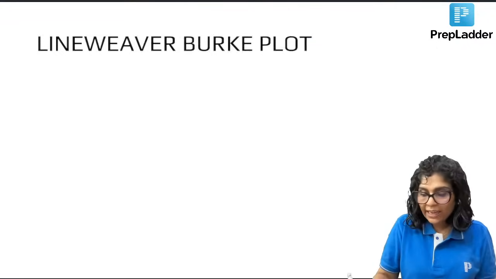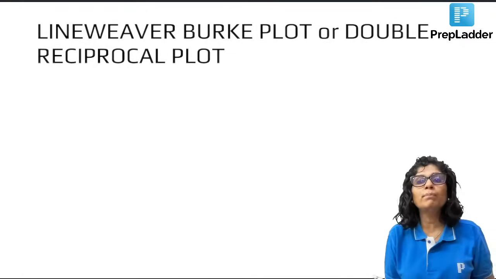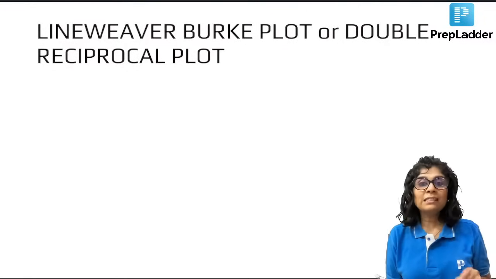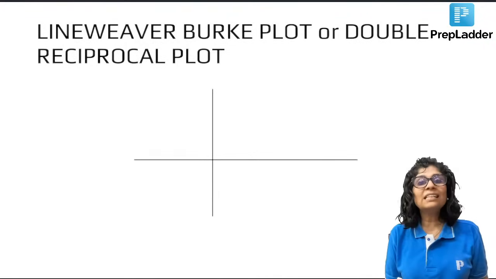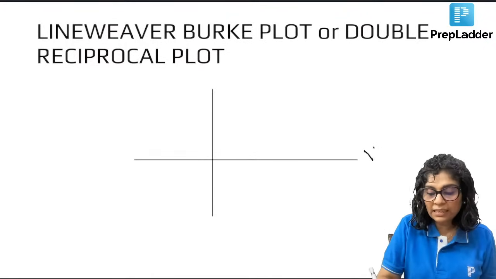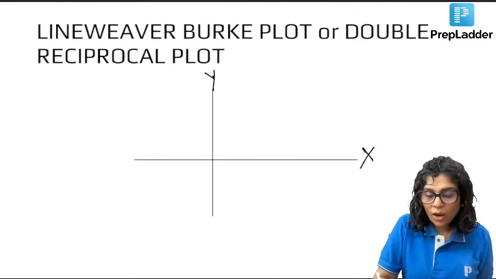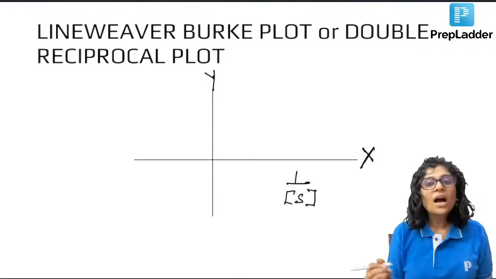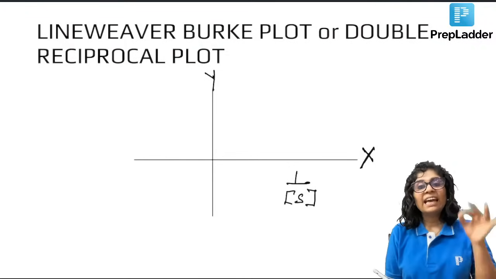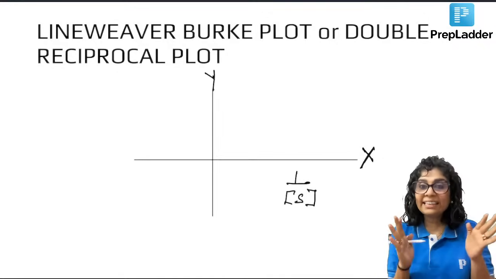Okay. So, Lineweaver-Burke plot is otherwise called as double reciprocal plot. Why is it called as double reciprocal plot? Because both along the x-axis and along the y-axis, it is reciprocals. What do you mean by reciprocals? Along x-axis, it is 1 by S. How can you remember this? X and S sound similar. Yes or no? X and S sound similar.